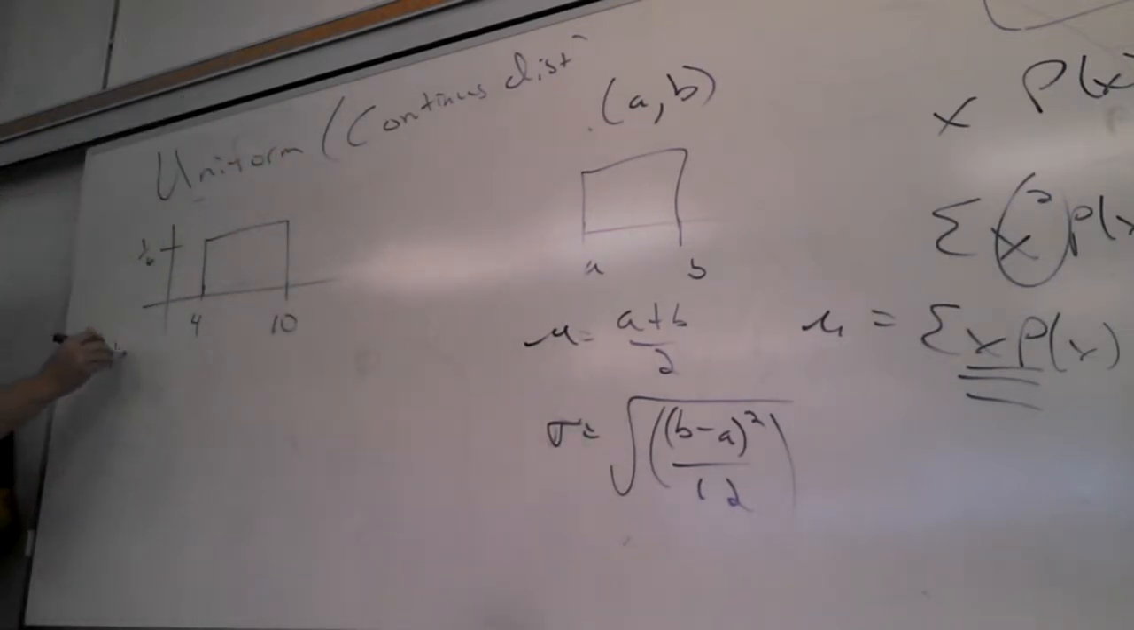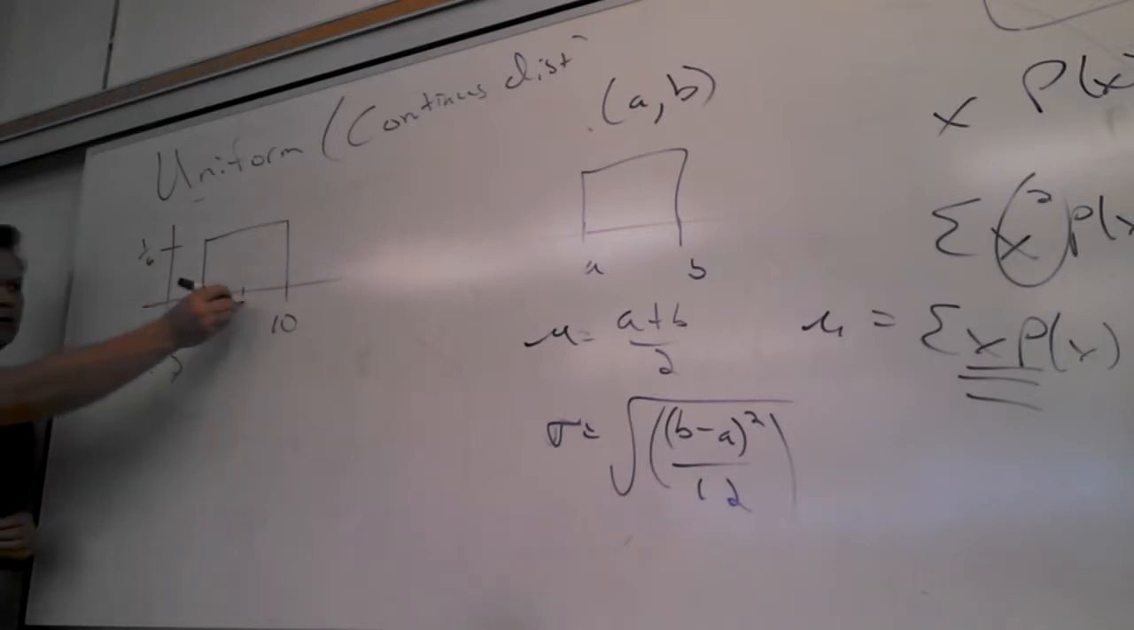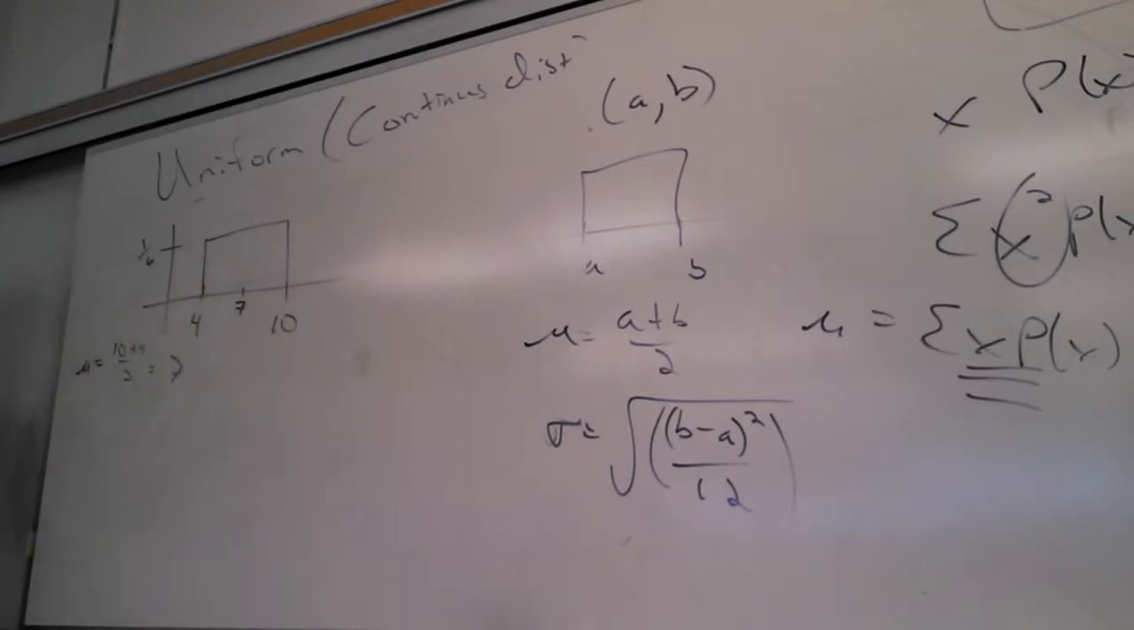Yeah, 7. Good. It's 10 plus 4 divided by 2. It's 7. It's the thing right in the middle. It makes sense. The mean should be in the middle. If it's symmetric, the mean will be exactly in the middle. So if you realize that, then that formula only makes sense. It's going to be the number right in the middle because it's perfectly symmetric.